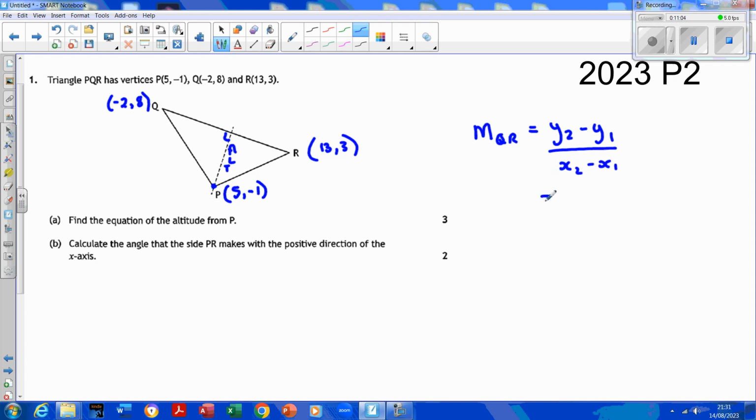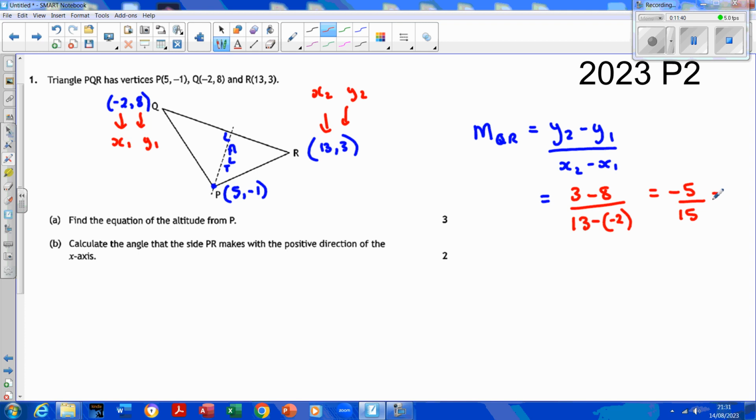Okay, and in an exam you will label all those points. So we'll call that point 1, so that's x1, that's y1, that there will be x2, and that will be y2. So y2 minus y1 is going to be 3 minus 8 divided by x2 minus x1 is going to be 13 minus 2. So when I work that out, I get minus 5 divided by, that's going to be 13 plus 2 is 15.